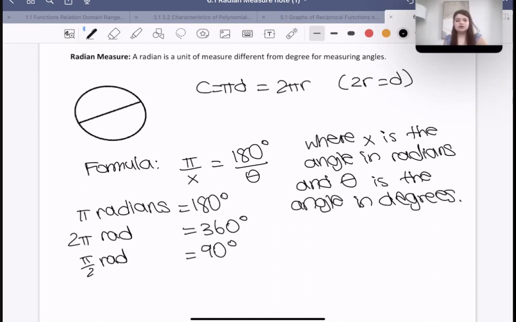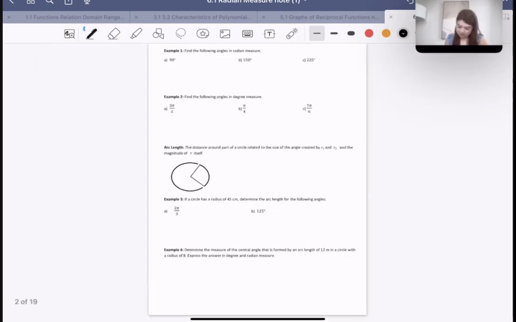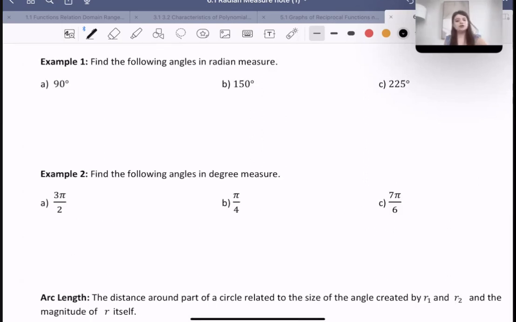Now let's do some practicing with these conversions. Here it says to find the following angles in radian measure. So how do we do this? Well, we need to say that we have 90 degrees here, and we're going to multiply this by pi over 180 degrees, right? Because as we said before, pi radians is the same thing as 180 degrees. So by multiplying 90 degrees by pi radians over 180, the degrees cancel out, and then we get 90 over 180, which is just 1 over 2. So we get pi over 2 radians as our answer.